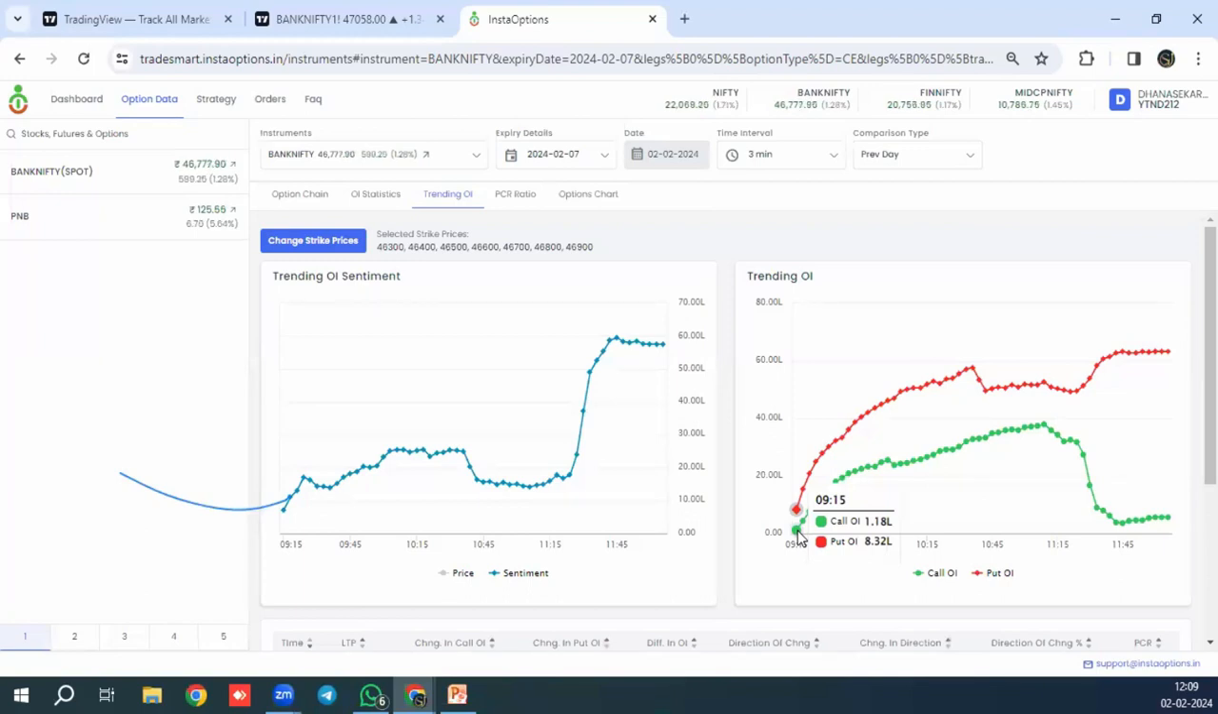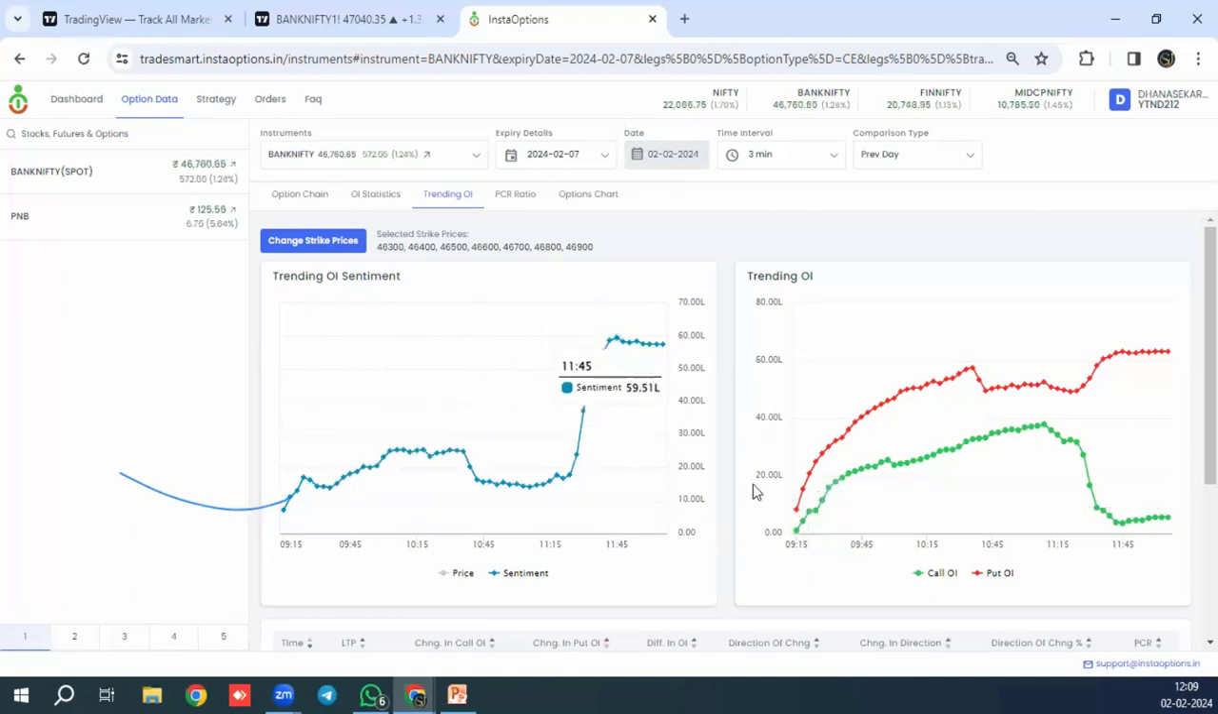At 9:15, we can see call OI buildup is only 1.18 lakhs and put OI buildup is 8.32 lakhs. So the difference between this will be around 7 lakhs, right? When you go at 9:15, it is almost the same, exactly the same, 7.15 lakhs. When call sellers are more, it indicates market might not go higher. When put sellers are more, it indicates market might not go down.